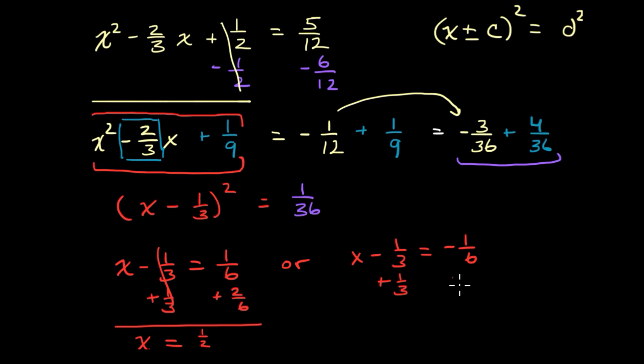1/3 is the same thing as plus 2/6. And I am going to get x is equal to negative 1/6 plus 2/6, which is equal to positive 1/6. So there we have it. x could be equal to 1/2, or x is equal to 1/6. And you could validate that that works with that original equation.